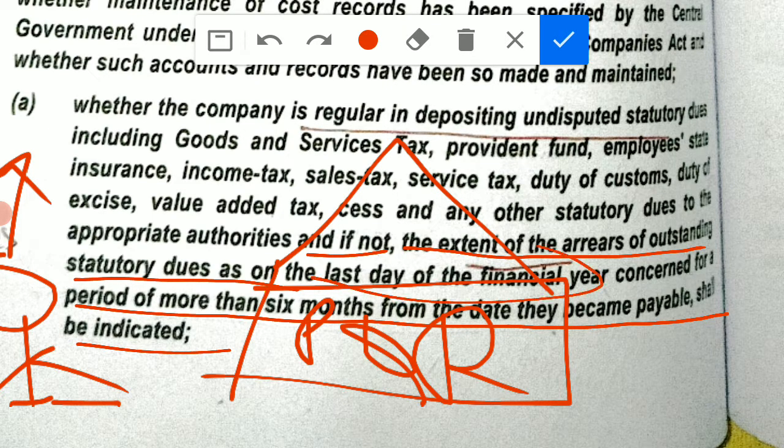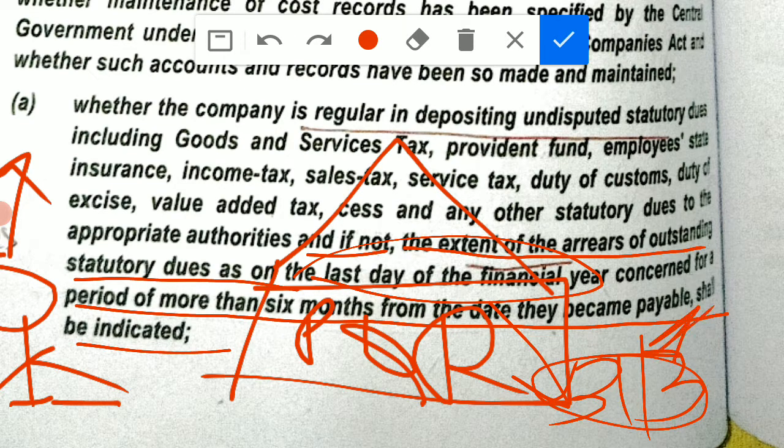That means from the last day, what do they mean? They mean 31st March, because this is the last day of the financial year, right? So you have to state that till this date, is there any due, which is undisputed or disputed, which is in arrear for greater than 6 months? That means till 31st March, is there any due which has not been paid, and the period that it is due has exceeded 6 months. Okay, so if it is so, then you have to report it.